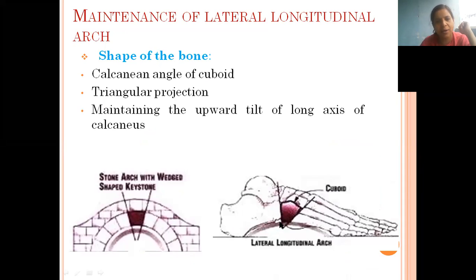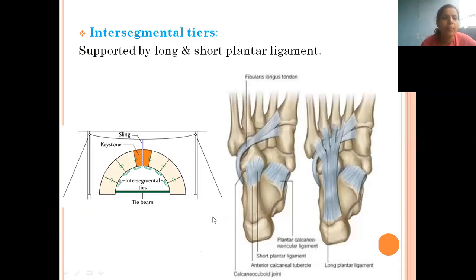Its triangular projection you can also see, which is actually helping to tilt this lateral longitudinal arch upwards, the upward tilt of the long axis of this bone, the calcaneus. Here also we have these intersegmental ties. So how are these produced? By these ligaments which are found on the sole.